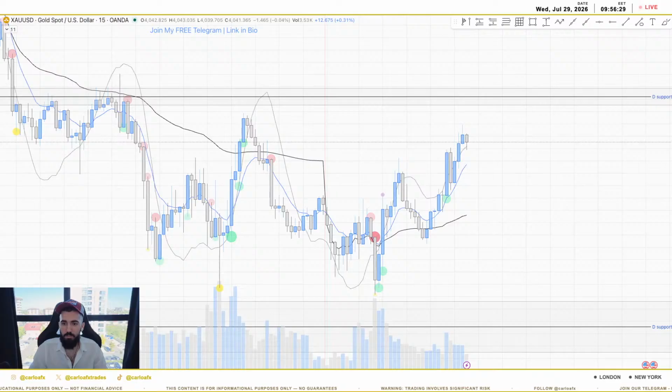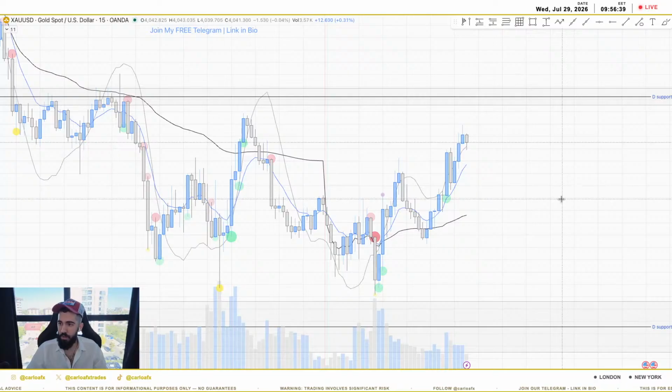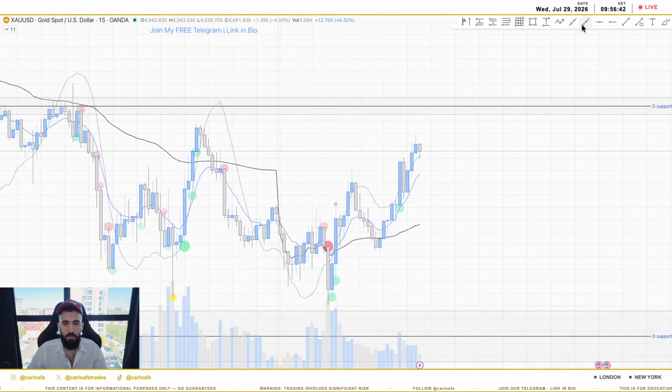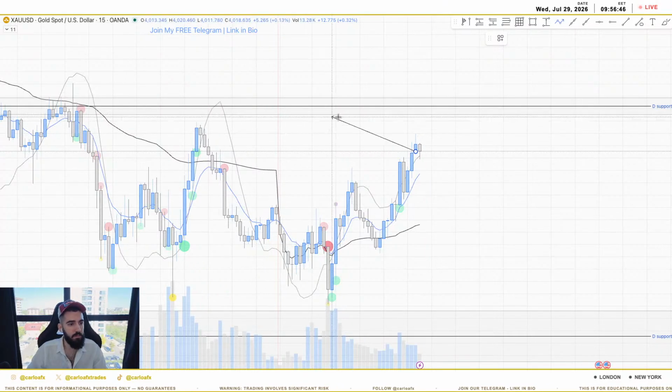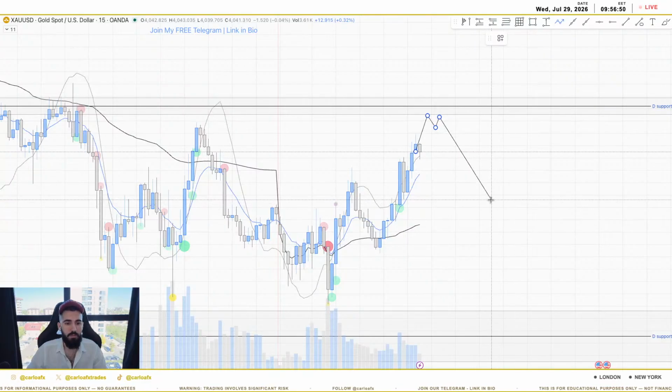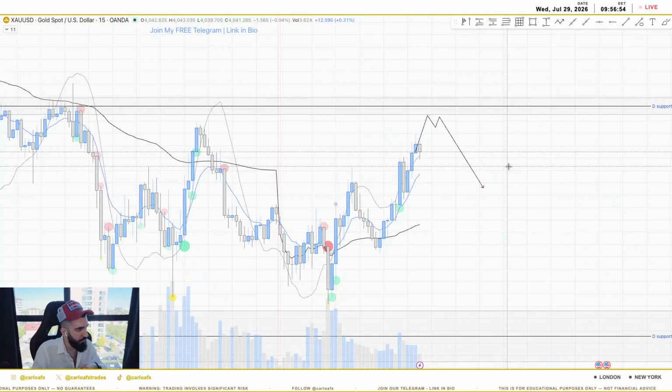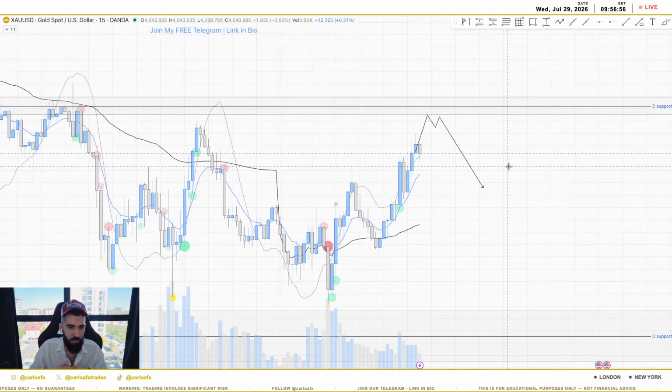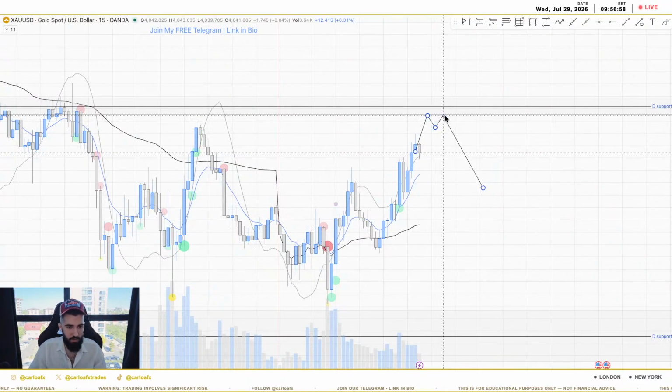All right, so what I'm expecting at this point. Price can do a movement like this, come up at this zone right here, do a little range, and then come back down. That's what I'm expecting at this point. So I'm just waiting for this.